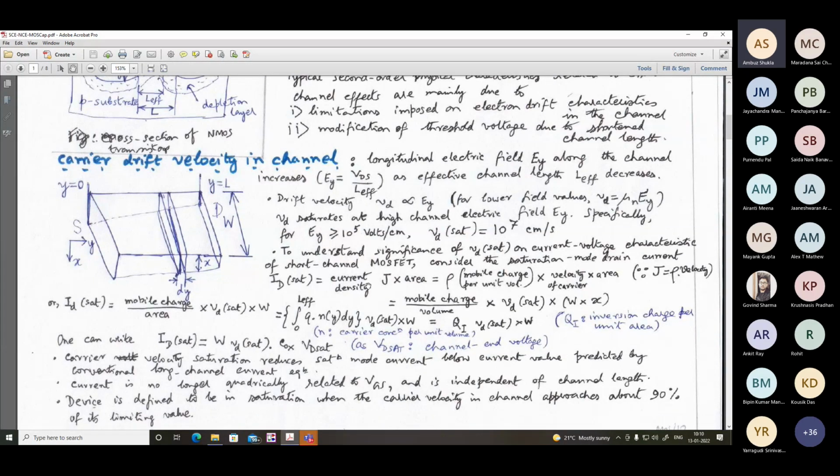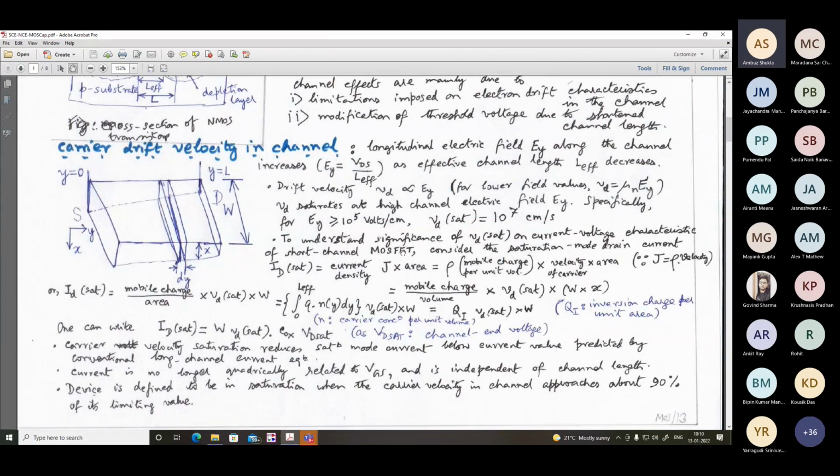Now here I have tried to derive one expression. I'm sure that you have got this expression from your earlier device course, but it's my modest attempt. Just look into this as a rectangular parallelepiped. Just look into the dimensions.